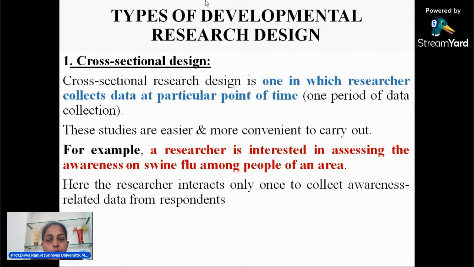Now, you are going to assess the awareness of swine flu among people of an area. So you are going and collecting information, and you are getting the result at that time itself. You will know how many people are aware about swine flu. That's called cross sectional design.